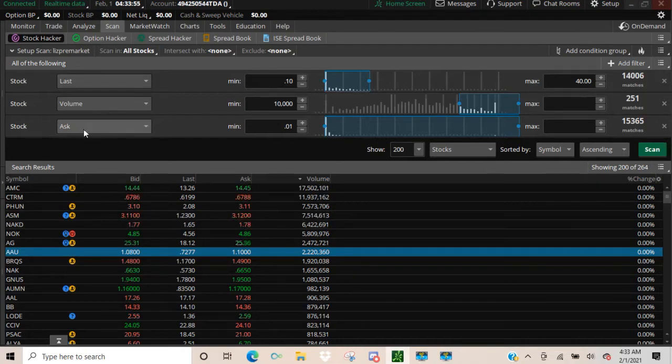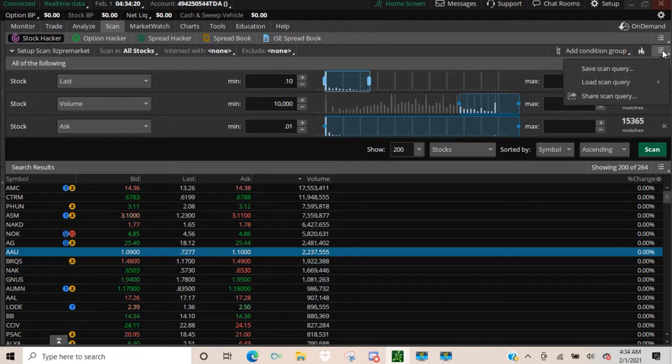And then I also do the ask. So I do the last bid, a minimum of 10 cents to $40. I do volume, a minimum of 10,000. When it gets to about an hour before the bell, I'll change it to 100,000, period. And then a minimum ask of at least a penny. Then always remember to save your scanning list, okay?